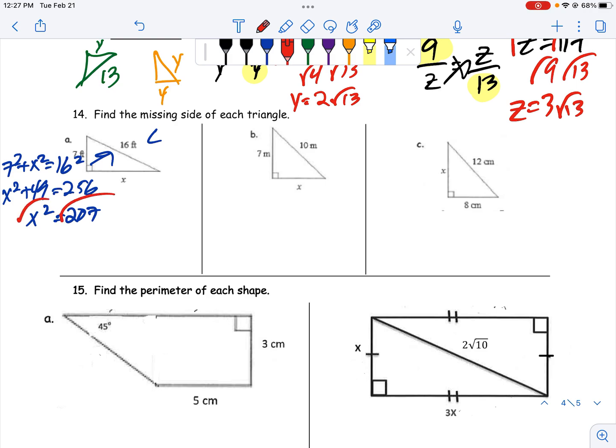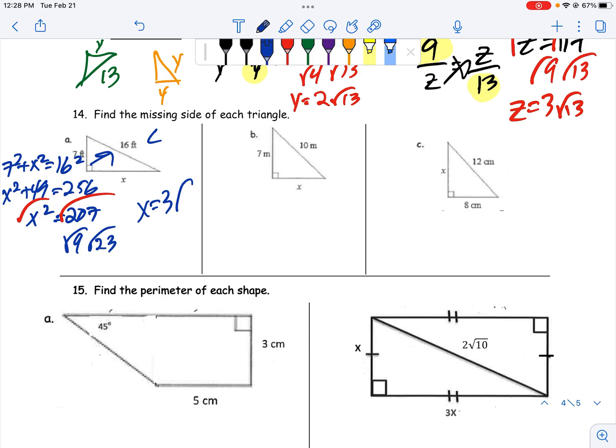Square root, what goes into 207? A lot of people have trouble with simplifying roots. I would start with the biggest perfect square that's closest to the number, like 100. 207 divided by 100 does not work. 207 divided by 81, no. 64, no. 49, no. 36, no. 25, no. 16, no. 9, oh. 9 and 23. So X is 3 root 23.